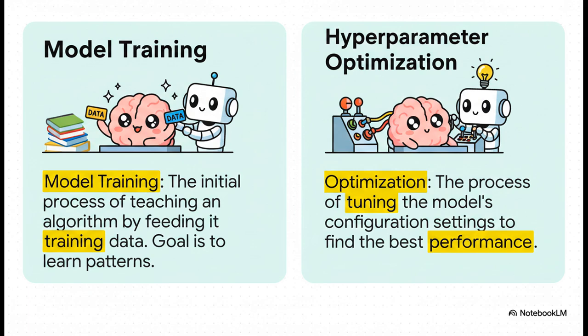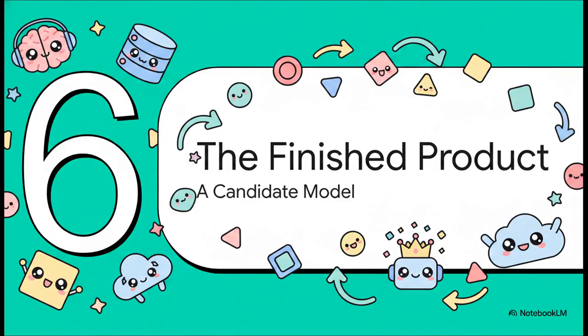But hyperparameter optimization is different. That's where you're tuning the settings of the model itself, things like how fast it learns. The goal is to find the absolute best configuration to maximize performance. So you're not just training the student, you're figuring out the best way for that student to learn. After all that back and forth, all the training, all the tuning, all the optimizing, the main engineering work of Phase 4 is finally done.